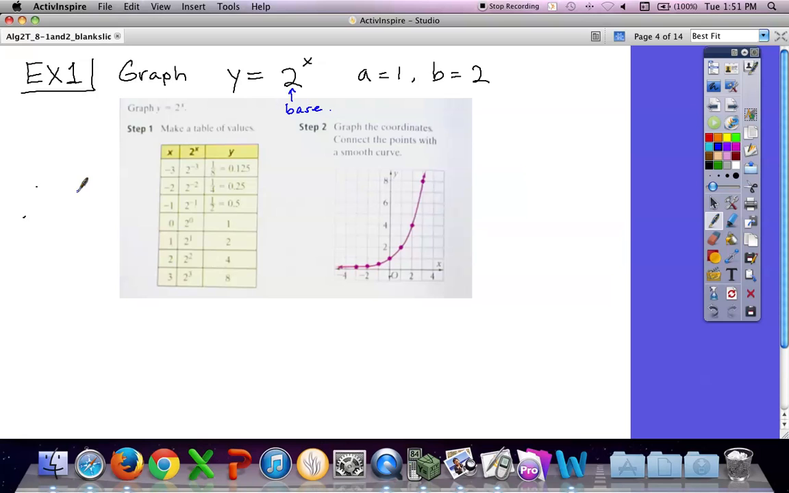Okay, so what do you notice about this graph? Is it increasing or decreasing? From left to right, you would say that it's increasing, right? In an exponential function, if the b is greater than 1, it's called exponential growth, right? And it'll be increasing from left to right. So b is greater than 1. That is called exponential growth.